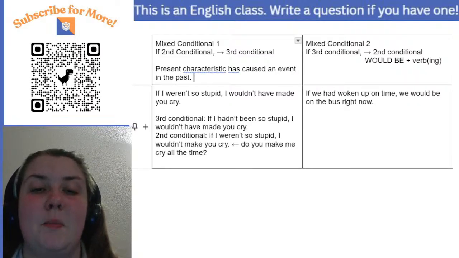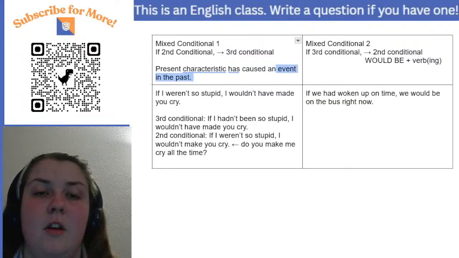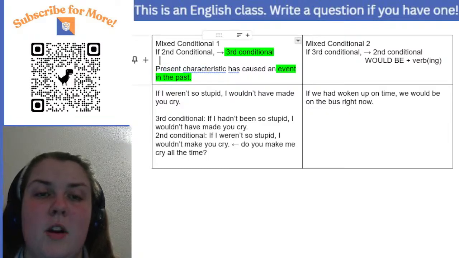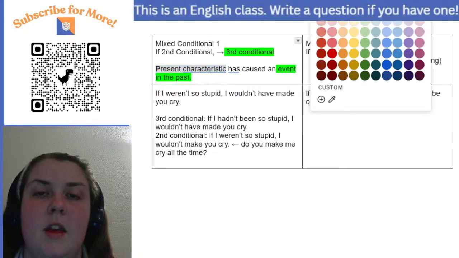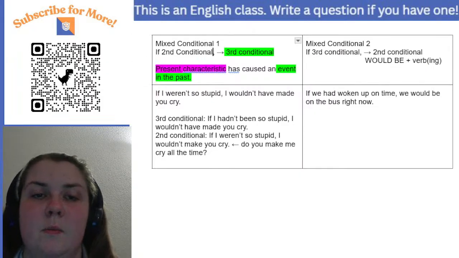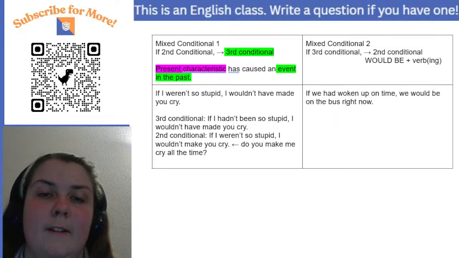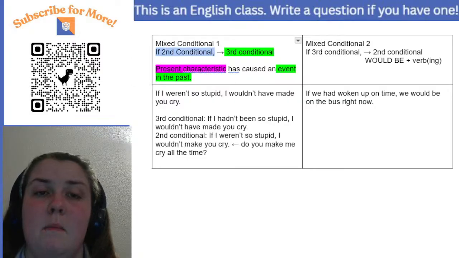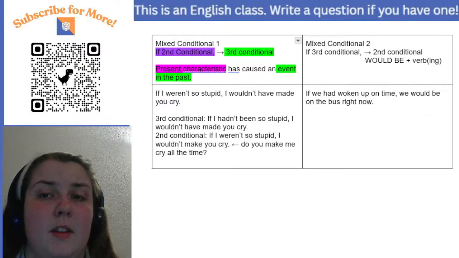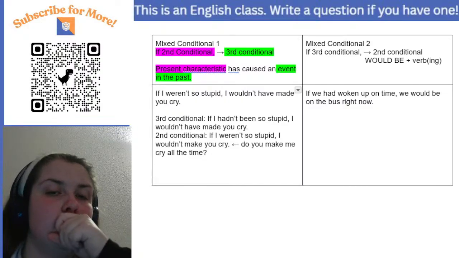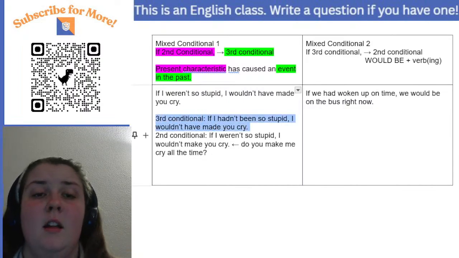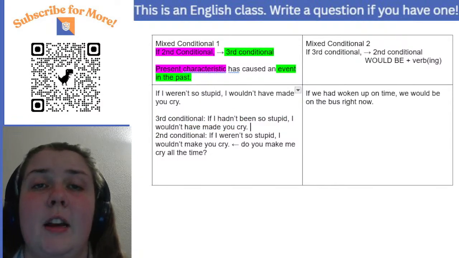So the event in the past is the part that is the third conditional, right? Doesn't really matter what color it is, it's just coded so it's easier to see. But then the second conditional part is the present characteristic. It's the thing that is following us at the moment. That is the second conditional. And I can't highlight it because my laptop's being quite annoying today. There you go.